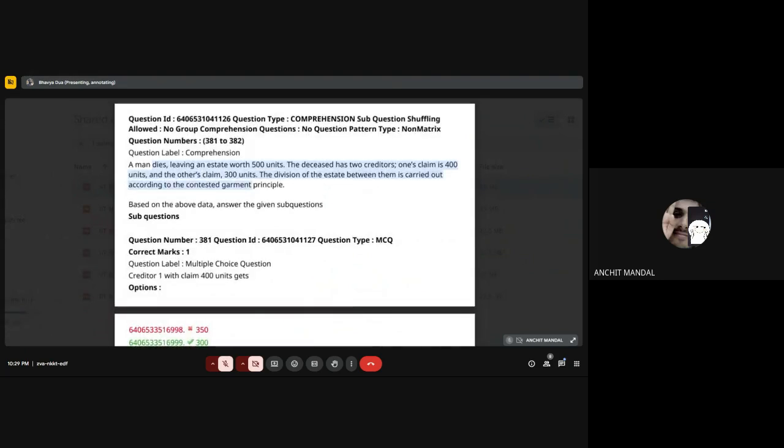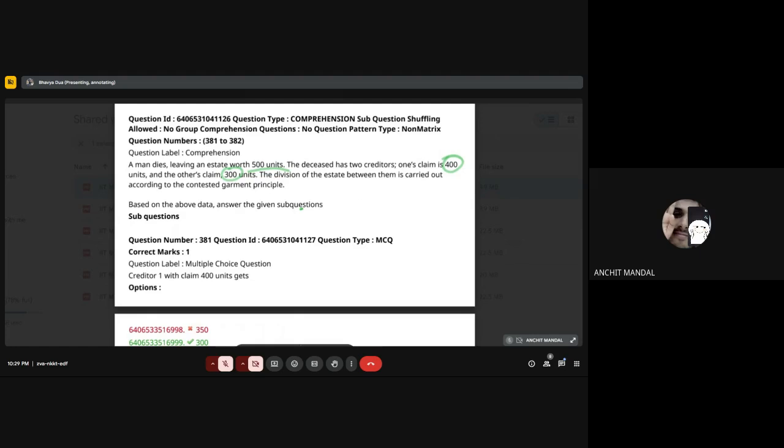Here we have bankruptcy. A man dies leaving an estate worth 500 units. The deceased has 2 creditors. One's claim is 400 and the other's claim is 300. The division of the estate between them is carried out according to the contested garment principle. Now, what we know, total is 500. One wants 400, the other wants 300.